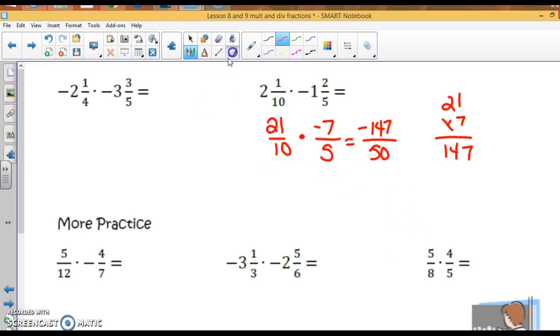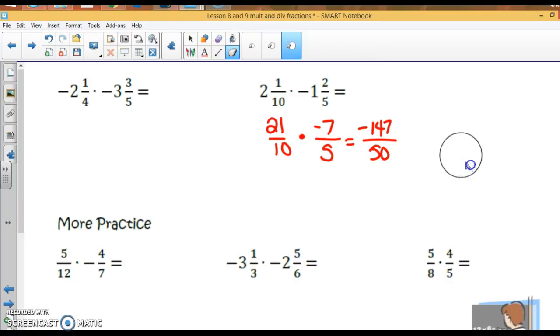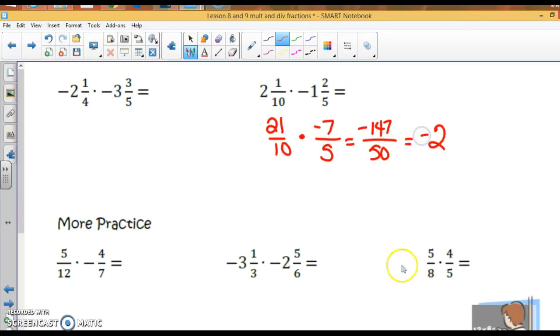Now, that's an improper fraction, so I want to change that to a mixed number. 50 goes into 147 2 times. That's negative 2, because it's negative. And the remainder is 47/50. So when you're multiplying mixed numbers, you need to change them to improper fractions first.